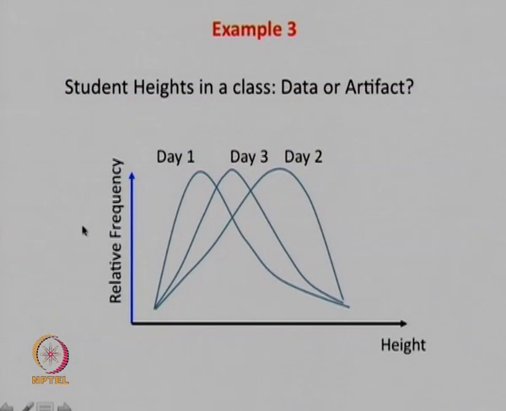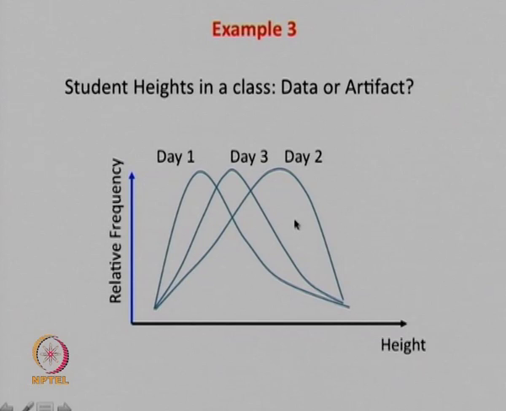Okay. So, let me take another example. Imagine I take the statistics of average students' height in a class, and I do it on 3 successive days. This is the plot of height and relative frequency. On day 1, this is my distribution. On day 2, this is my distribution, and on day 3, this is my distribution. Mind you, it is not from 3 different populations, it is from the same population. It is a little bit baffling, as you can see that there are some overlapping regions, but the curves look reasonably different from each other.